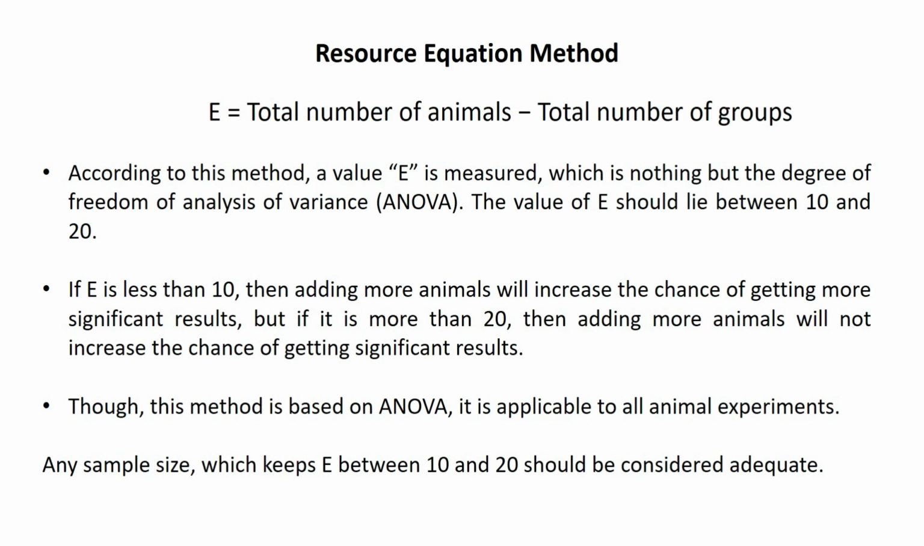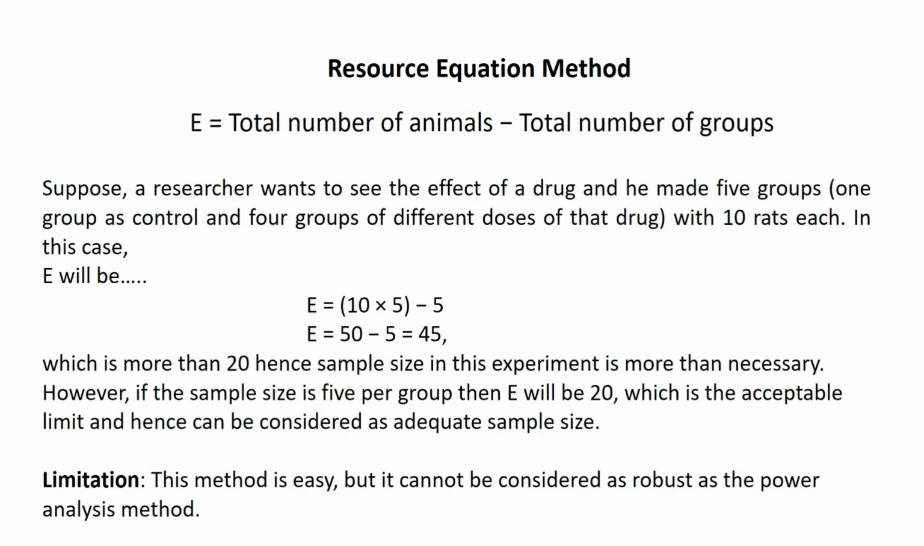But nowadays, this method is not preferred. We will see this by one example of the resource equation method. Suppose a researcher wants to see the effect of a drug, and he made five groups: one group as a control and four groups of different doses of drug, with 10 rats each.